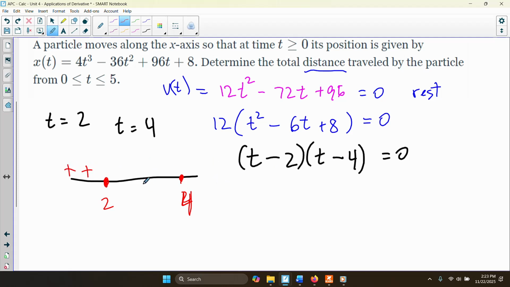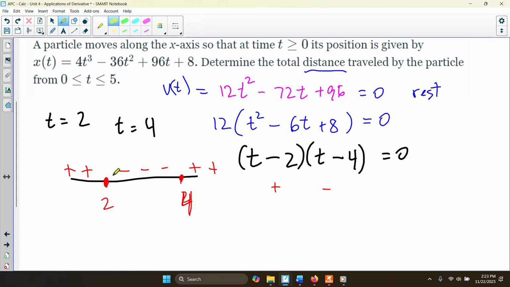What happens when you plug in a number in between, like 3? 3 minus 2 is a positive number, 3 minus 4 is a negative number, so overall this is negative. And of course, plugging in a big positive number, both are positive, so positive. I knew that. I know it's going to be a parabola going through those zeros, kind of like this. So here's the sign chart.